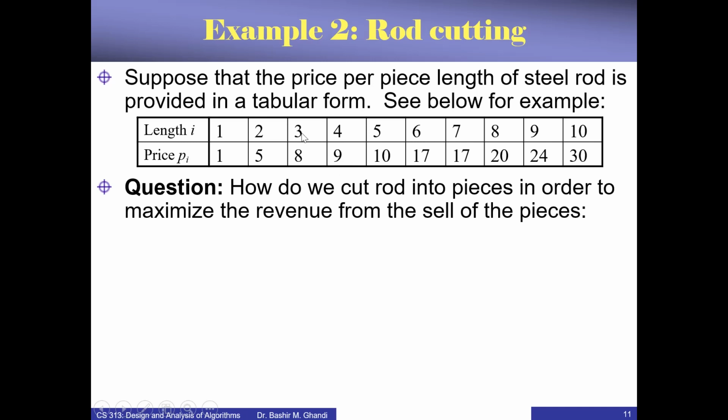But if you look at length 3, for example, selling it as it is much better actually, because you will get 8 reals. If you are to break it, for example, into 2 and 1, then your total revenue will only be 6 reals. In fact, if you break it into 3 pieces of 1 each, then your total revenue is going to be only 3 reals. So this is the issue.